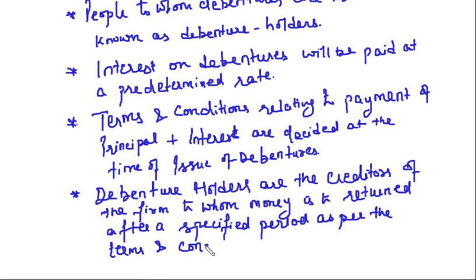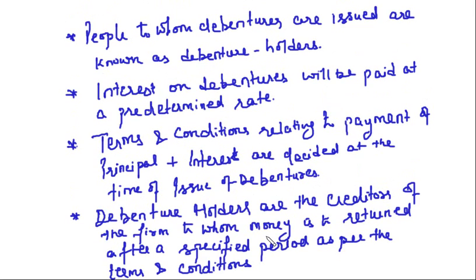As per the terms and conditions. Clear? So debenture holders are not the owners, they are the creditors of the firm to whom money is to be returned after a specified period as per the terms and conditions set at the time of issue of debentures. Clear? So this is the basics of debentures, right?